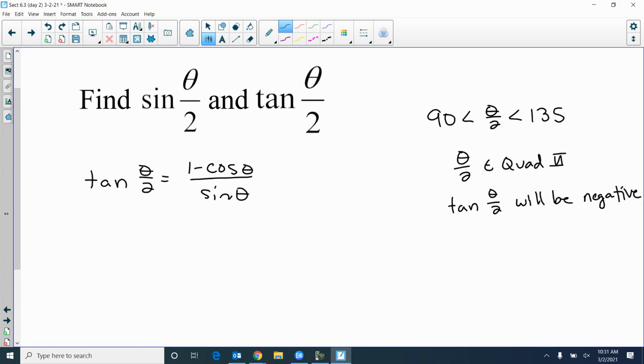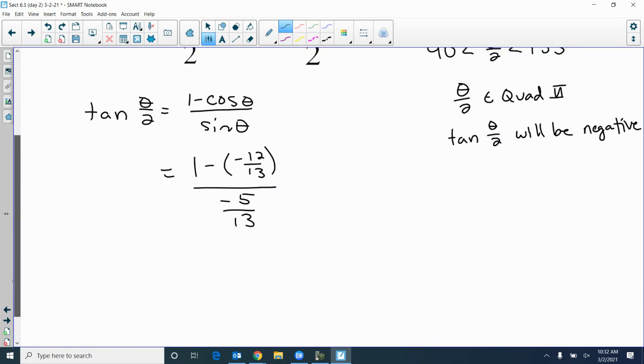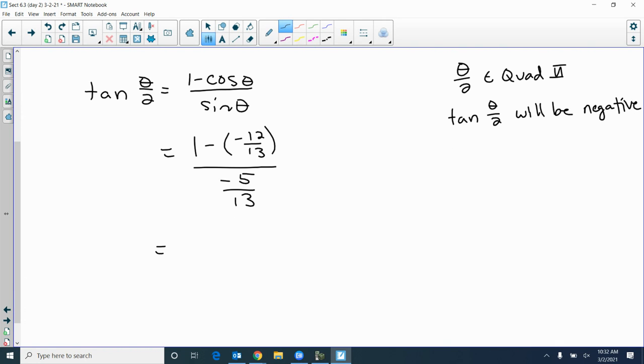All right, what's 1 minus cosine of theta? Cosine of theta, what was that? Negative 12 over 13, correct? And what's sine of theta? That's going to be negative 5 over 13. So now I got 1 minus negative 12 over 13, which is 25 over 13. Positive divided by negative 5 over 13. And I get 25 over 13 times negative 13 over 5.